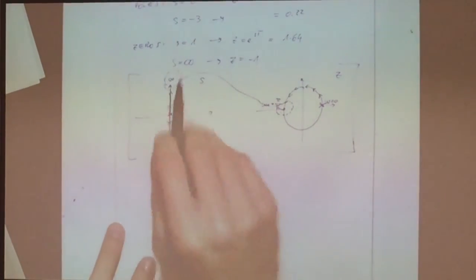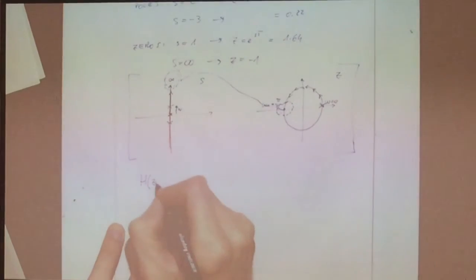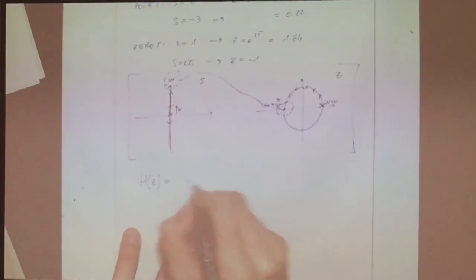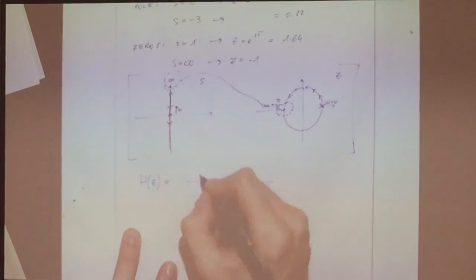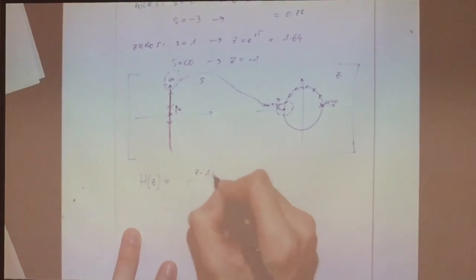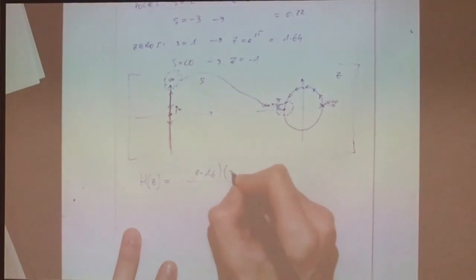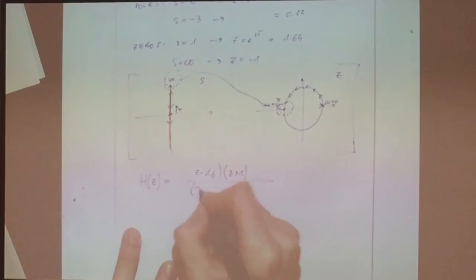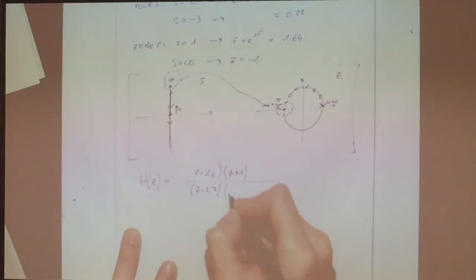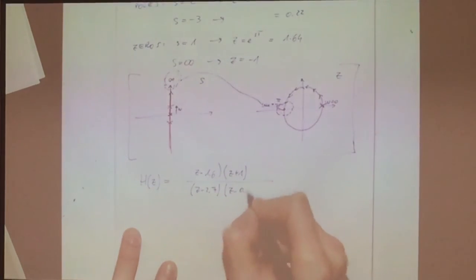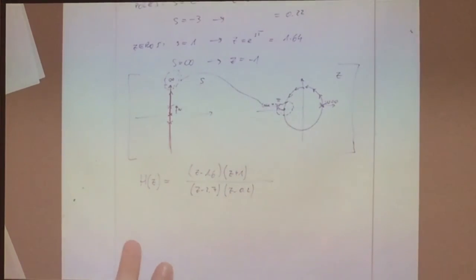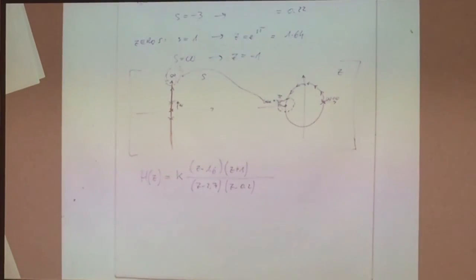Alright, so we have poles and zeros, so you get my H of z, which will be (z minus 1.6)(z plus 1) over (z minus 2.7)(z minus 0.2). Is there something missing? Gain K, which is still to be defined.